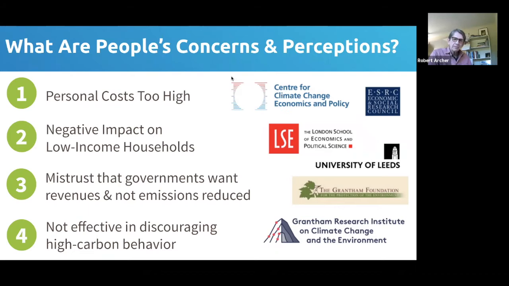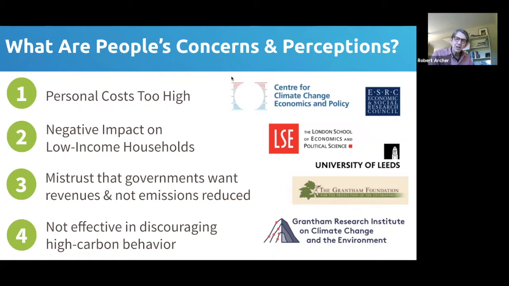The second slide shows people's concerns about a carbon tax. A synthesis of 26 studies was done to identify how to make carbon taxes more acceptable. It showed 4 main concerns: that personal costs were too high, negative impact on low-income households, that people mistrust governments and think they just want the revenues and not really emissions reductions, and fourth, that it's not effective in discouraging high carbon behavior.